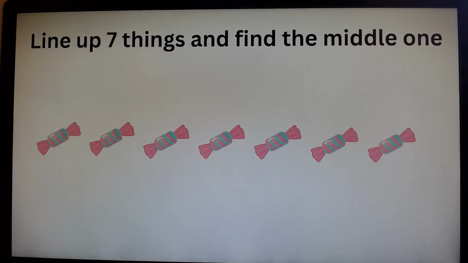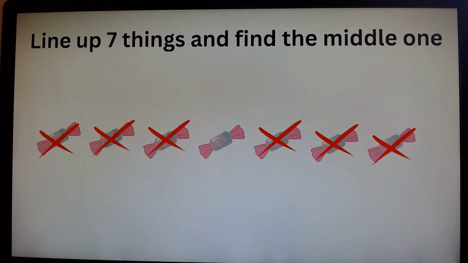Did you find the middle one was the third one? So we take one off each side, then another one off each side, then another one, and the middle one is not the third one, it's the fourth one. I should have said the fourth one.